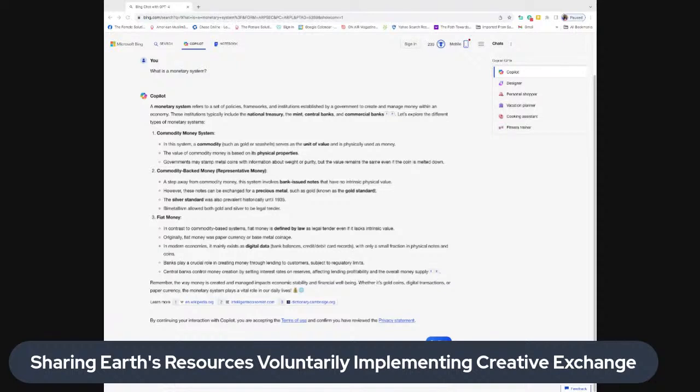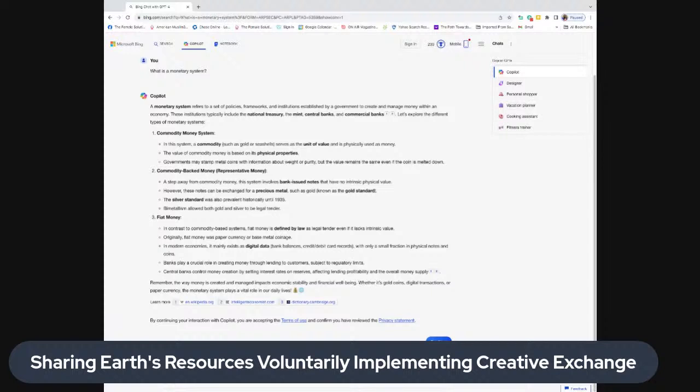So let's explore the different types of monetary systems. Now, the fact that there are different types lets you know that this is something that can be created by anybody who is thinking in terms of how do you go about changing what you have to what you need.